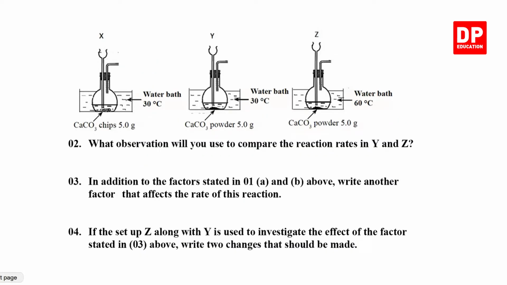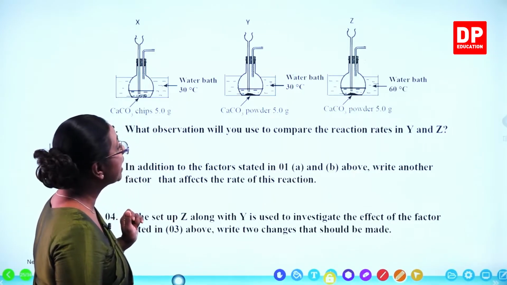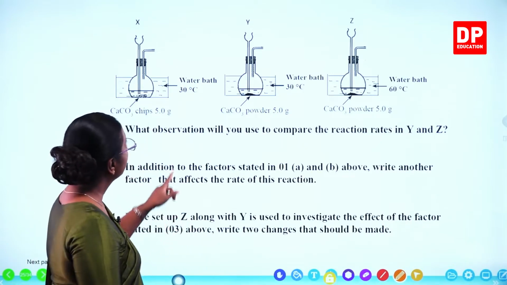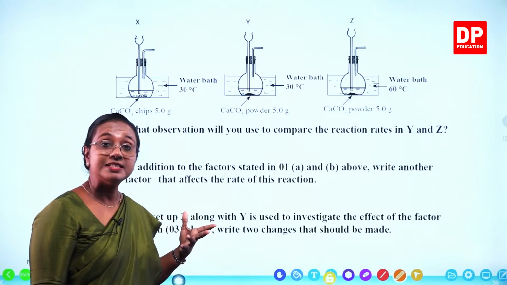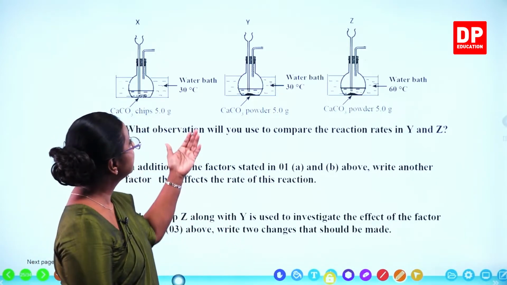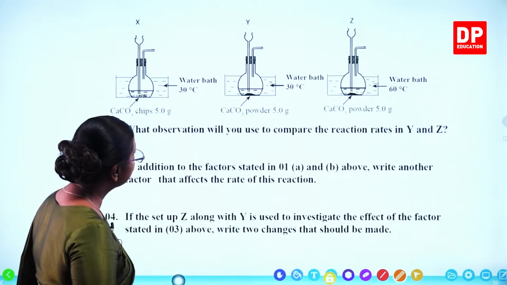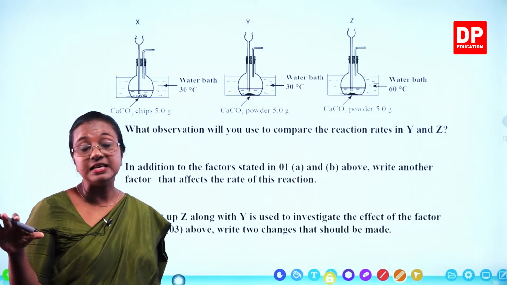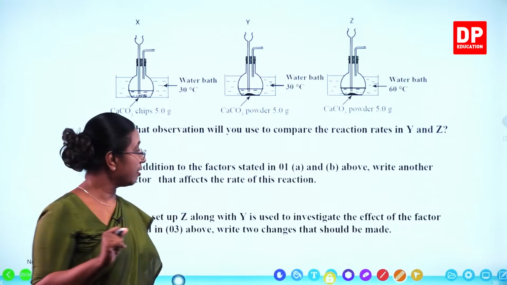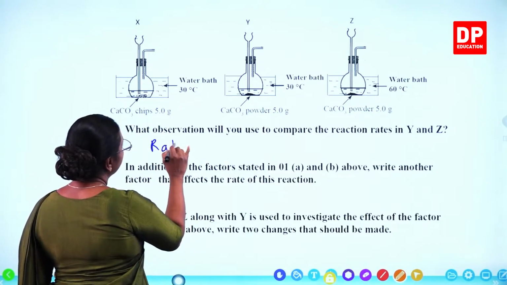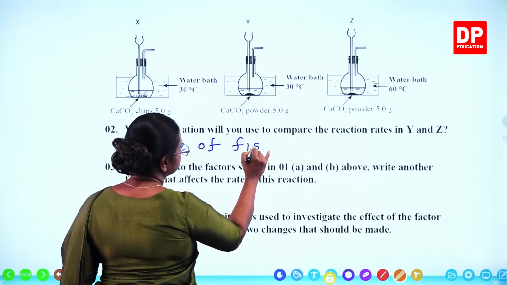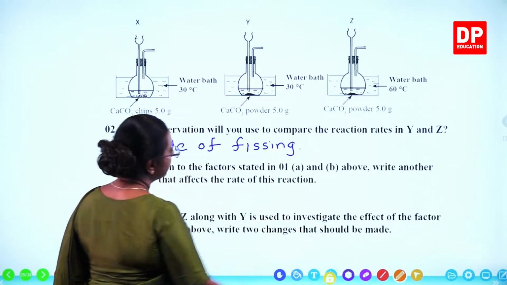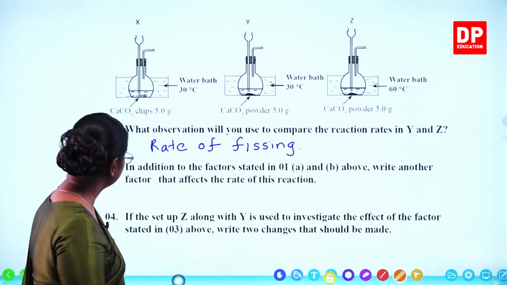Again, you have the same diagram. We have discussed and understood what happens during the activity, so I'll move on to the question. Second one, what observation will you use to compare the reaction rates in Y and Z? You will see the evolving of gas bubbles. You can observe the rate of fizzing. So that can be used, because here, although they have shown the glass tube, they have not shown the gas being collected. So there you will observe the rate of fizzing. So here we have to say rate of fizzing, F-I-Z-Z-I-N-G.